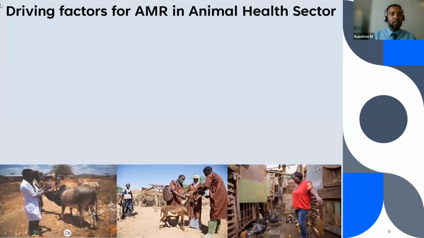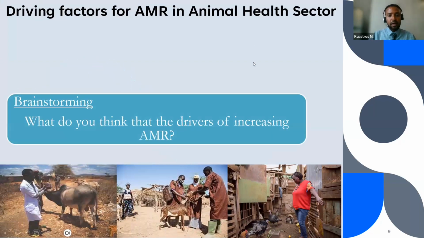So what could be the driving factor for AMR? What do you think the drivers are for the increasing AMR issue? Maybe I can stop just for 5 seconds for you to think of what could be some of the drivers of the increasing AMR burden, particularly in the animal health sector.